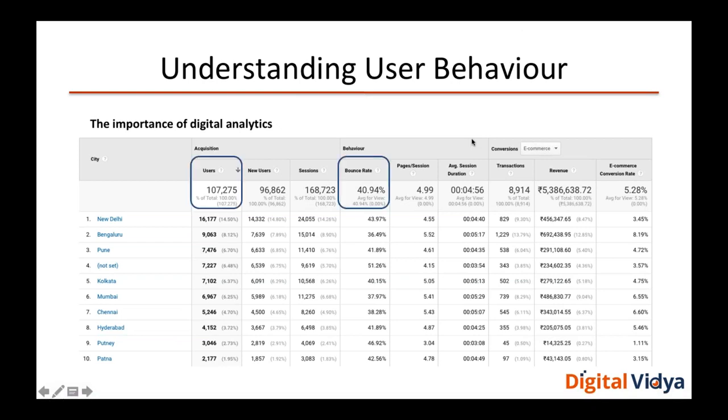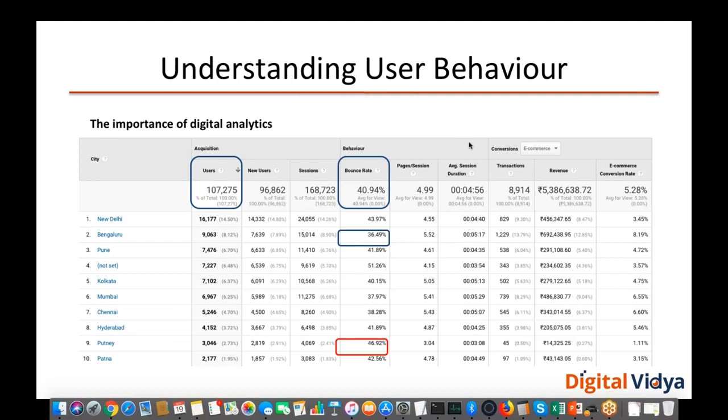So coming back to what we were discussing, we understand what is a bounce now. Now, what is the bounce rate for Bangalore? It is 36.49%, and it is the lowest you can see in this report. And then the highest bounce rate is for the users of Putney, that is 46.92%. And you can check it for New Delhi, Pune, Kolkata, Mumbai, all the cities we are seeing in this report, that they are behaving differently when it comes to the bounce rate. The general bounce rate is 40.94%, but users behave differently when they are coming from different locations.